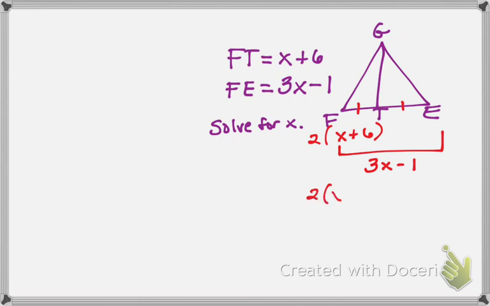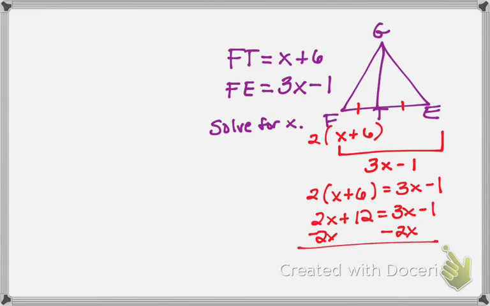So 2 times x plus 6 is equal to 3x minus 1, or 2x plus 12 is equal to 3x minus 1. Subtracting 2x from both sides, 12 is equal to x minus 1, so x equals 13. And then if we had to plug it in, we could plug it in for whatever we want to find, right?